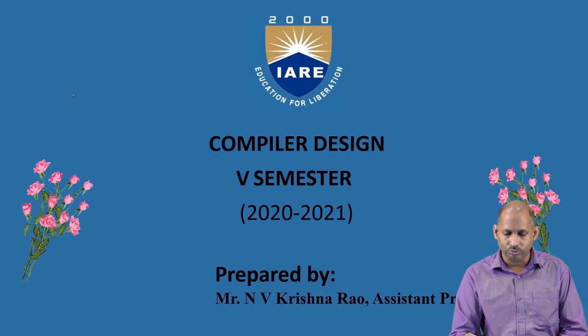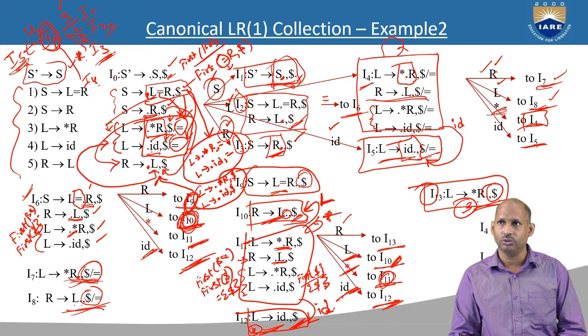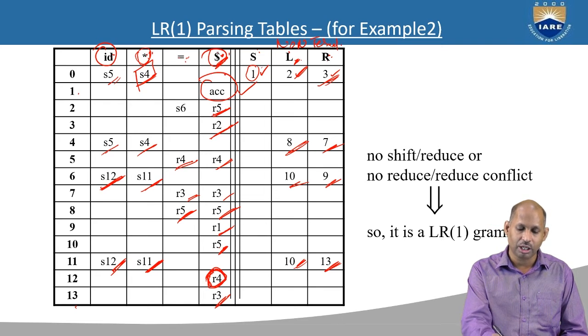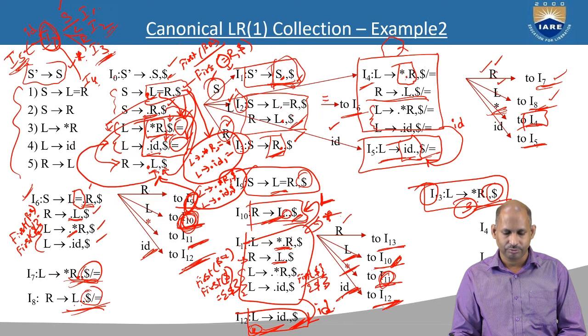Then what is the first group? I1 has dot at the end, followed by dollar. It is the special root production, so simply we say accept. I1 on dollar is accept.